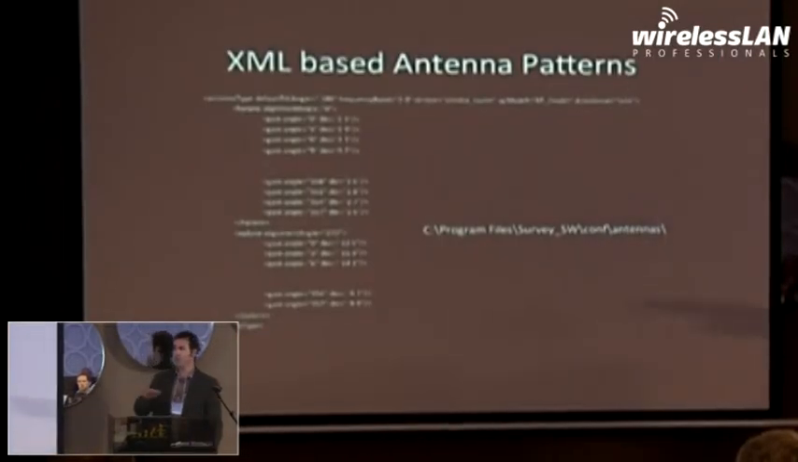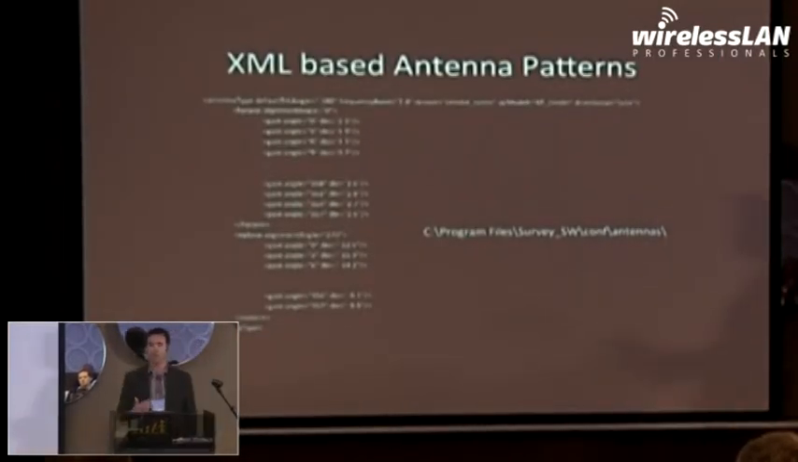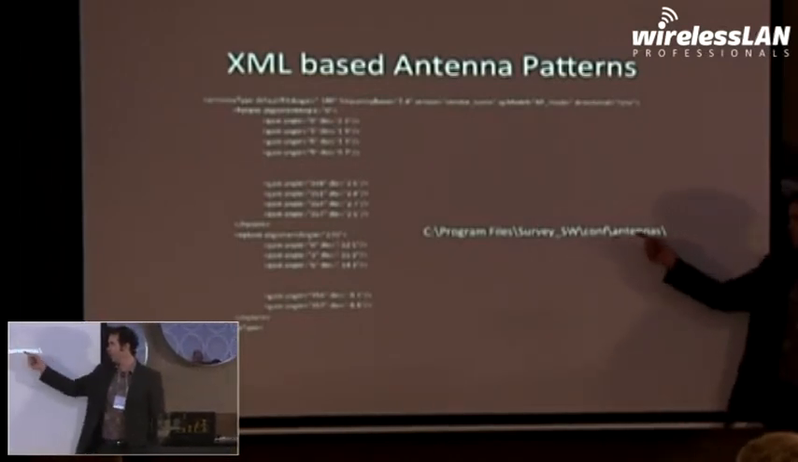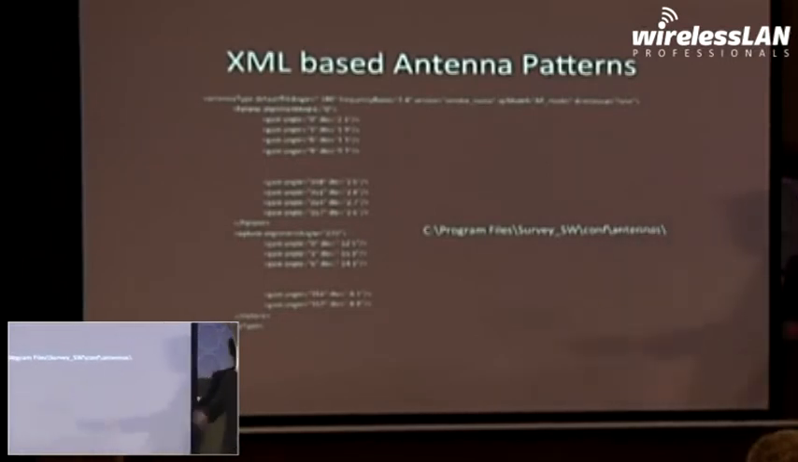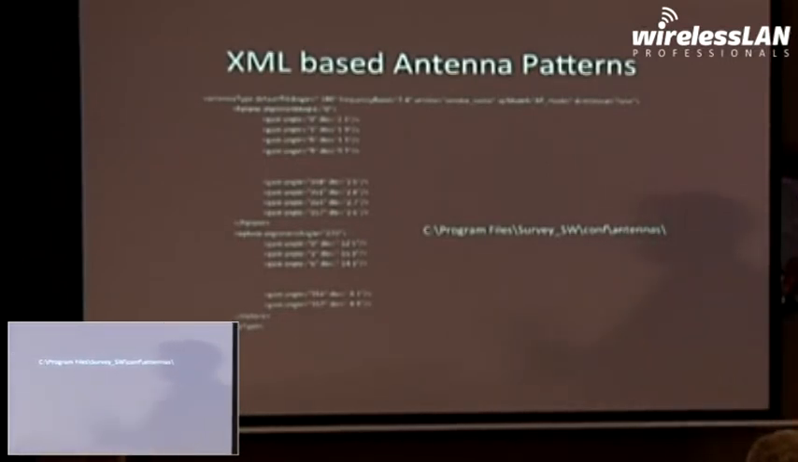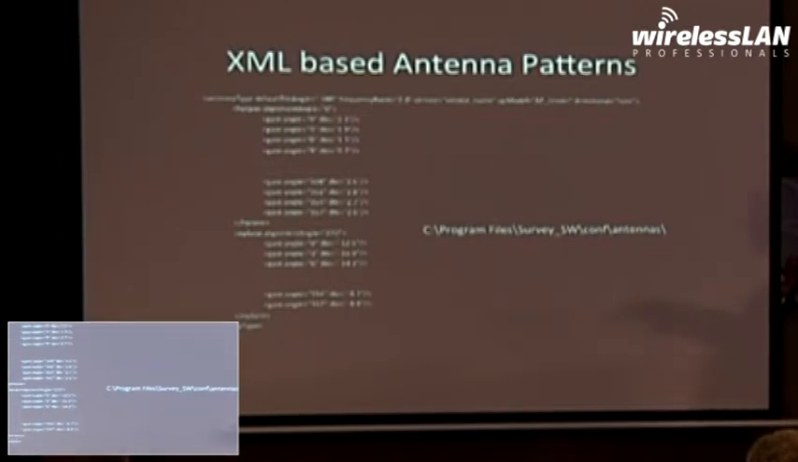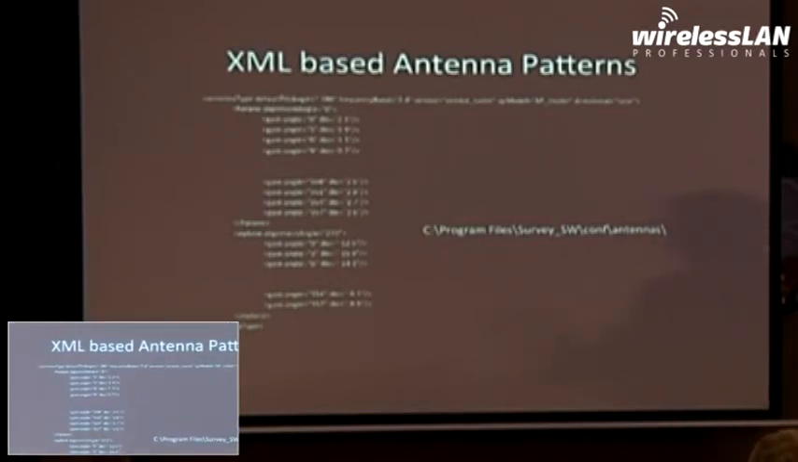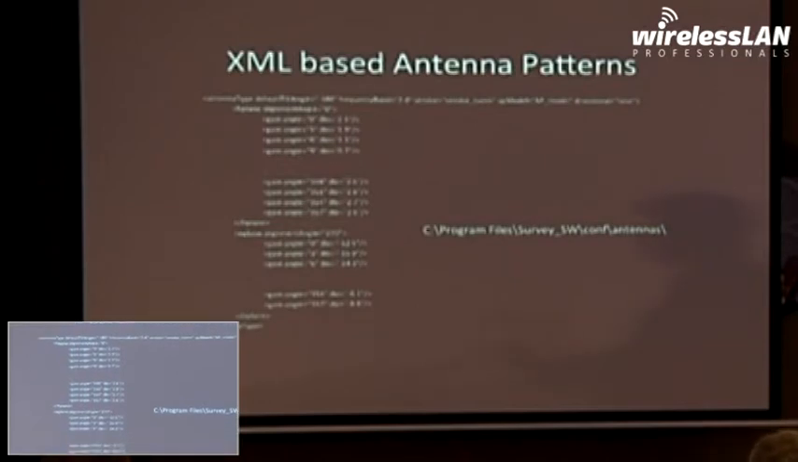Fortunately for us, and fortunately for everyone at this conference, you now have software where we could do just that. So once you get that software installed, if you navigate to the program directory and then to conf antennas, you'd find a list of about 1,000 files in this directory. These are XML files that represent the antenna patterns for all the patterns within that database for that site survey package. With them being in XML format, they're text files that you can open and read.